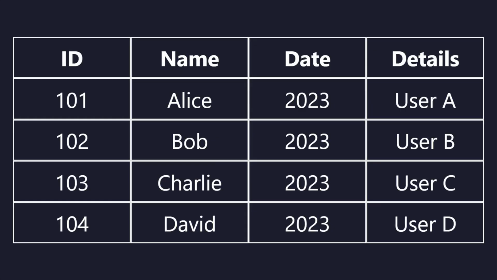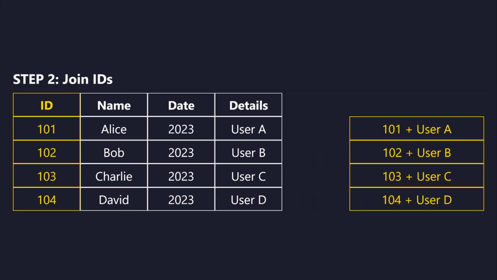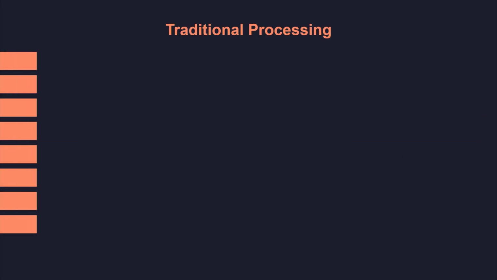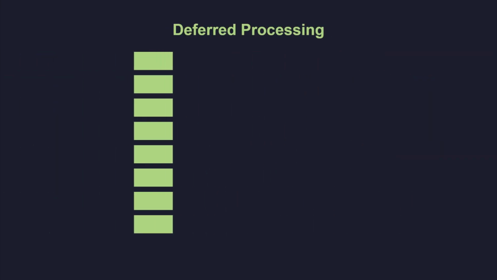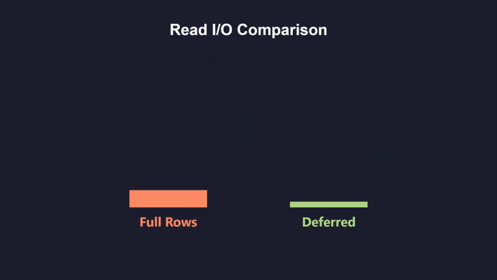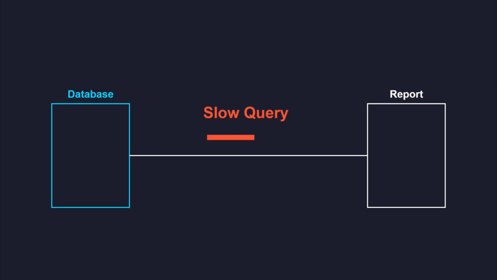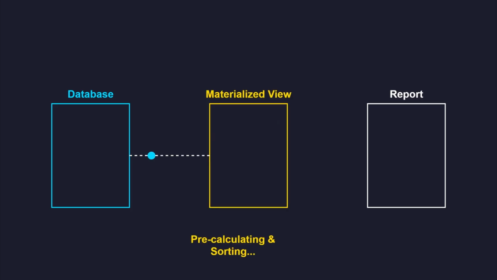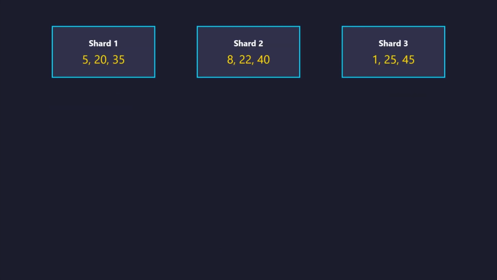First, retrieve only the identifiers of the records you need. Then, join those identifiers back to the main table to fetch the full details. Deferred joins reduce the volume of data the database must process during the initial sort, significantly lowering read input-output operations per second. For complex reports that rarely change, paginate over a materialized view. This pre-calculates the sort order and stores it on disk for speed.